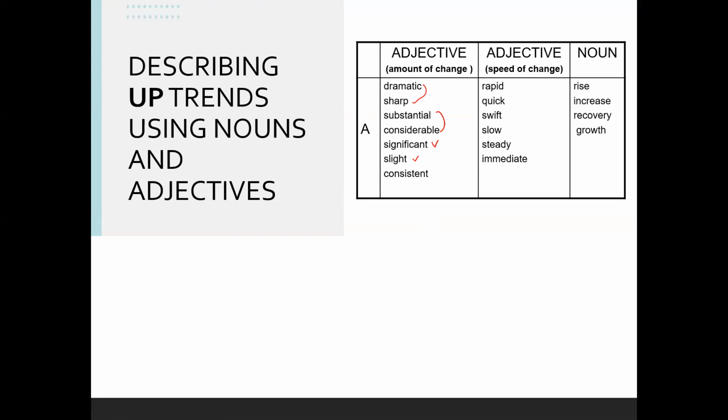Oke. Lalu kalau konsisten berarti dia dari waktu ke waktu itu kenaikannya terus naik. Oke, saya ulang kembali, dramatic and sharp itu naiknya tajam. Kalau naik tajam itu biasanya paling enggak 50% dari poin sebelumnya kenaikannya.